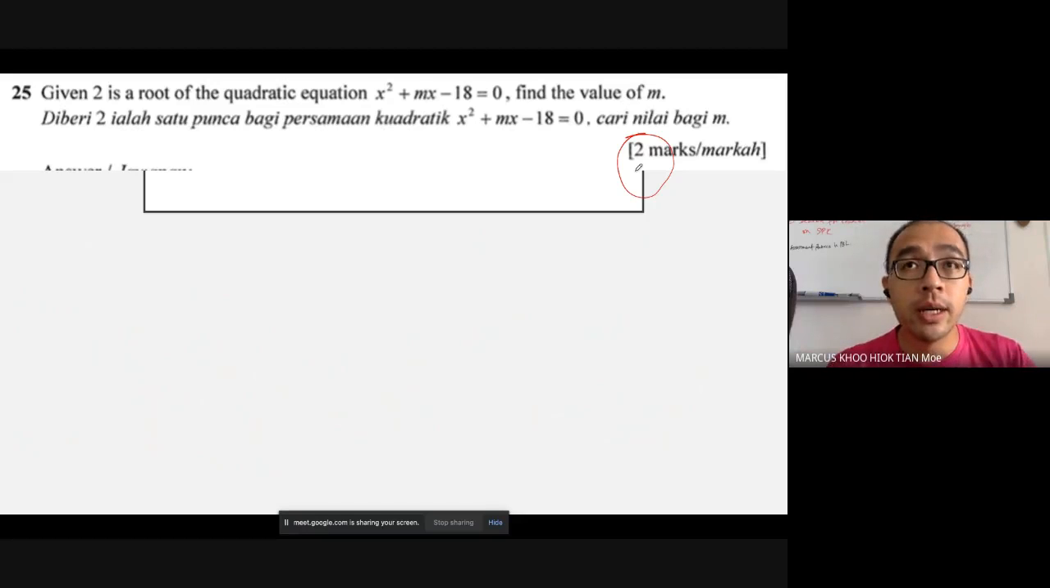So especially if you're not very confident with this paper, you can always look for the 2 mark questions. Sebab soalan 2 markah biasanya dia sangat senang. Of course, you have to know what to do lah.